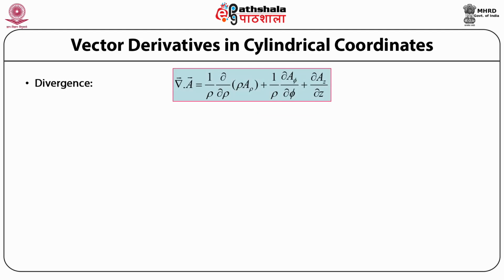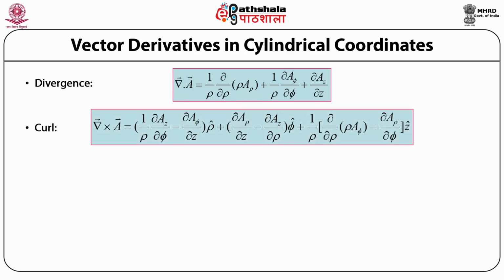Similarly, the divergence of a vector quantity A, where the vector A has been defined in the cylindrical basis above, can be written as divergence of vector A is equal to 1 by rho times del by del rho of (rho times A subscript rho) plus 1 by rho times del A subscript phi by del phi plus del A subscript z by del z, where A subscript rho is the component of vector A along the rho coordinate, A subscript phi is the component of vector A along the phi coordinate, and A subscript z is the component of A along the z coordinate.